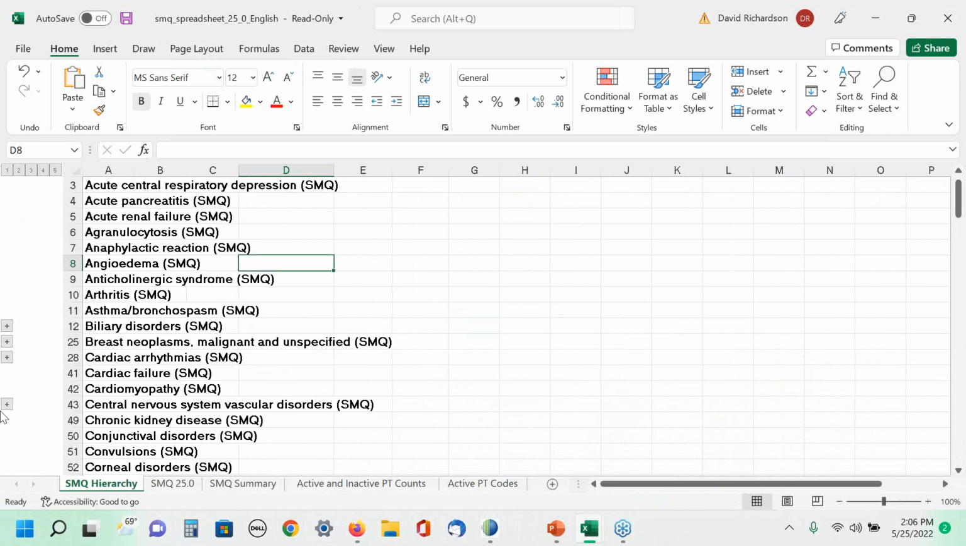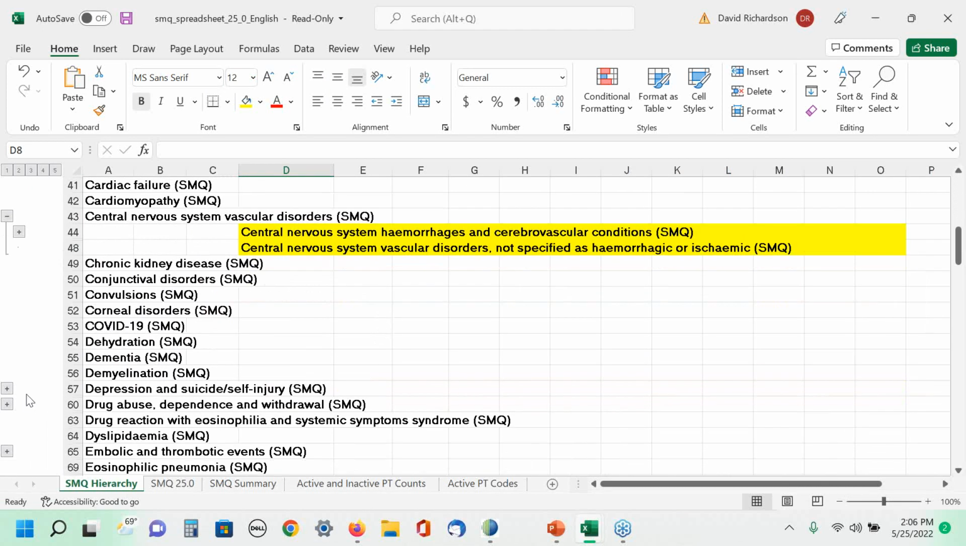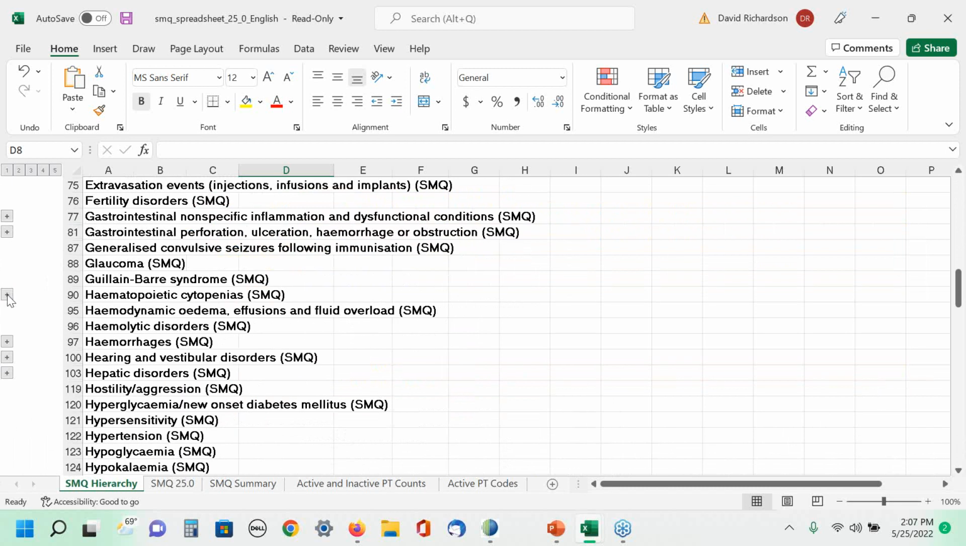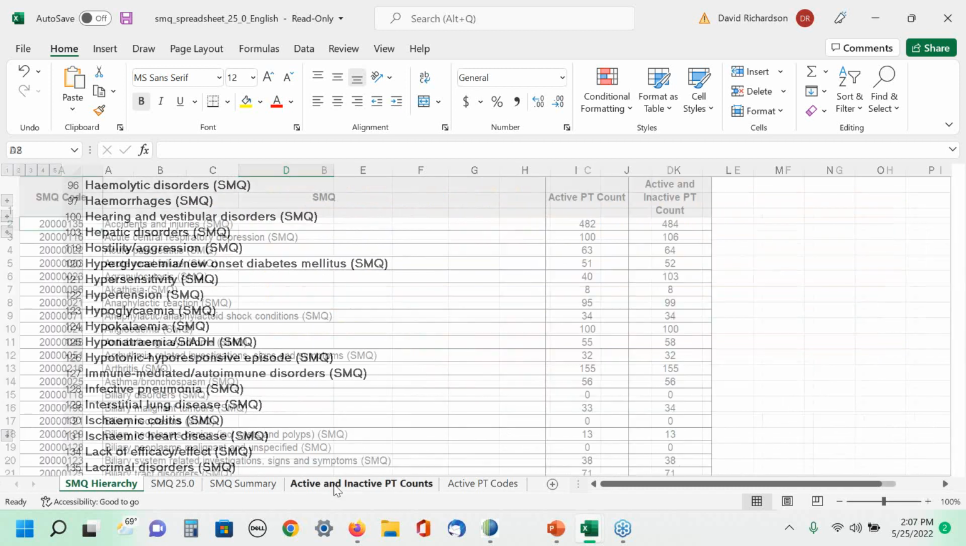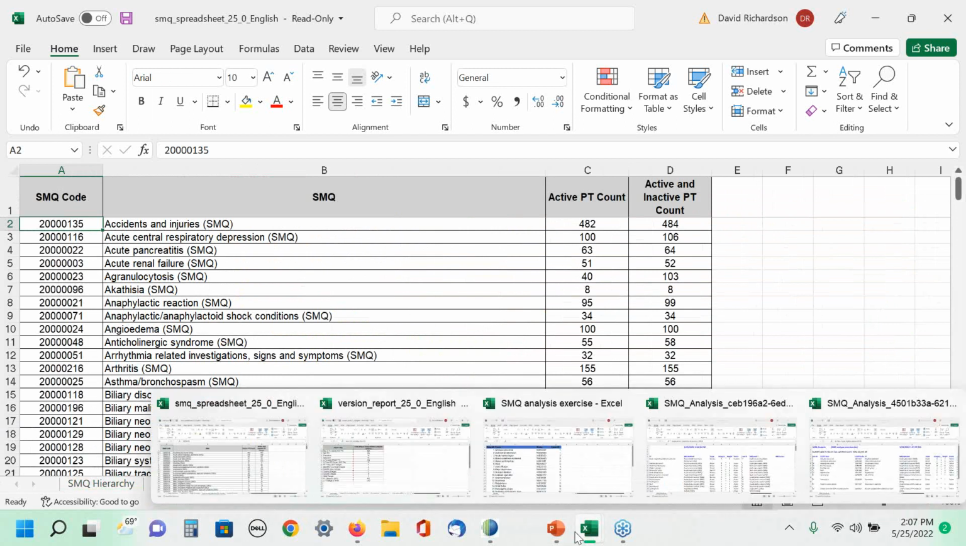And I want you to see that just like the tool for SMQ analysis, it has the ability for you to open up hierarchical SMQs to multiple levels and be able to see them. It has a number of tabs on it where you can look at things such as the active counts of PTs within a particular SMQ, whether they're active or inactive or not.